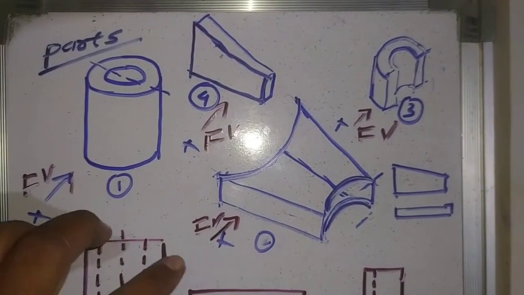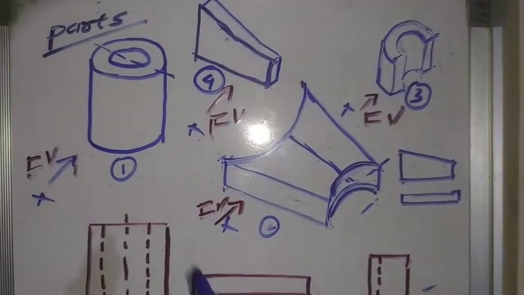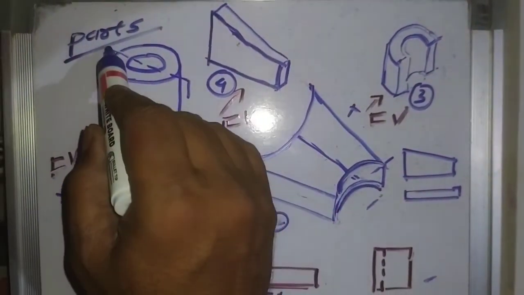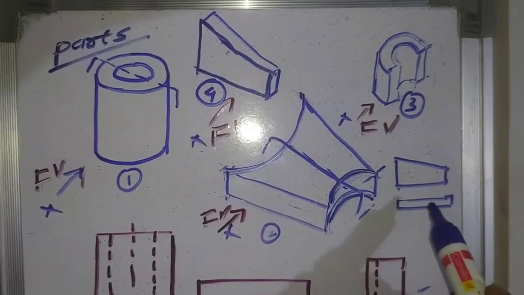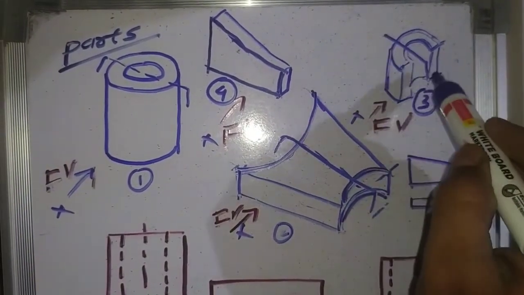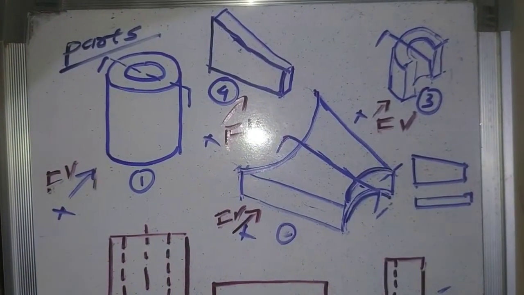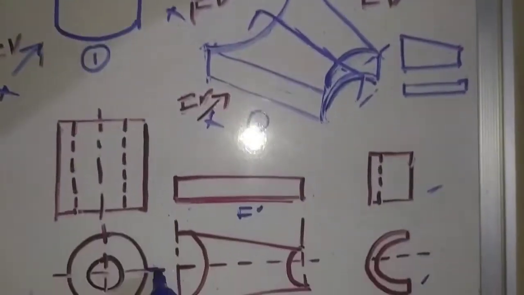Now I have drawn the orthographic views. Now I will cut the object here. They have given every object. This is centrally cut here, here, and here. Now what changes? I will draw the section line here.